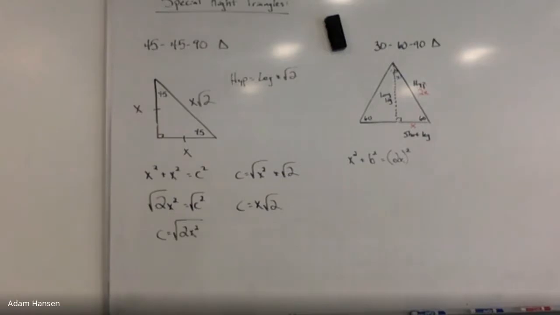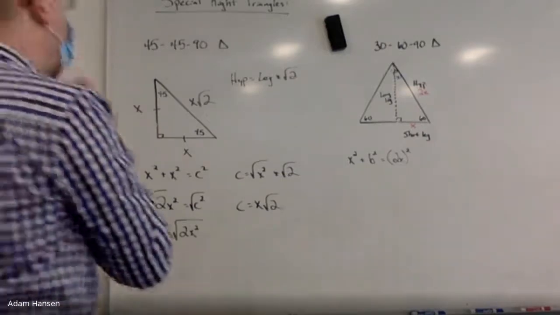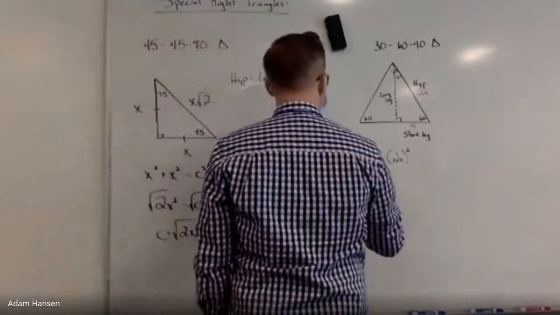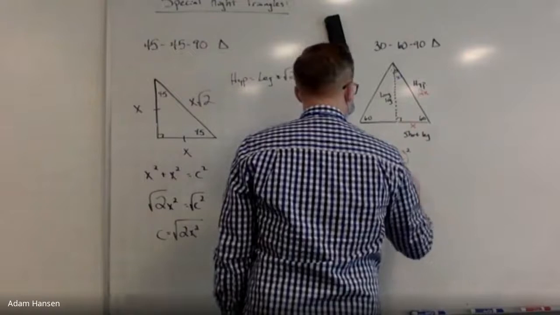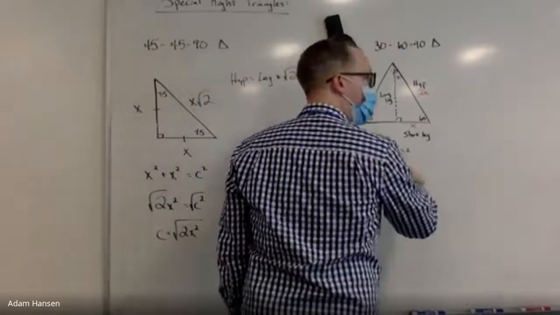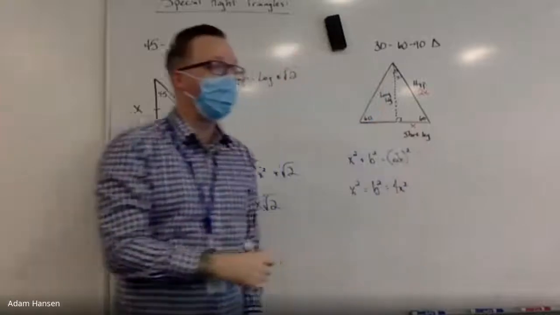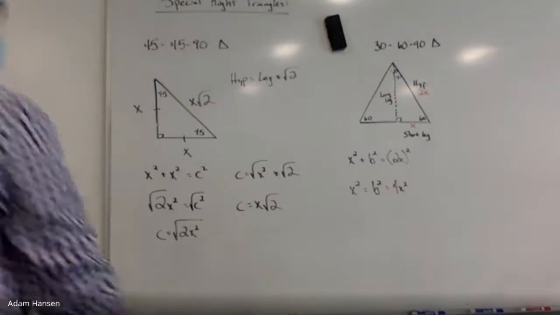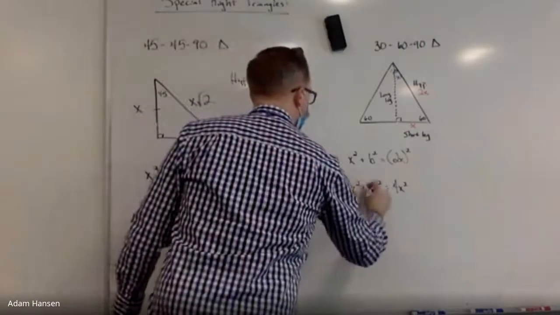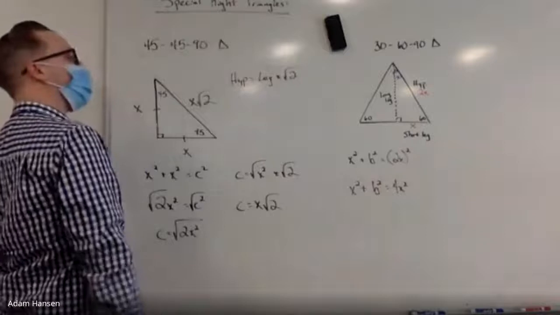What's 2X times 2X? What's 2X squared? 4X squared. What's 2 times 2? 4. What's X times X? X squared. So 2X squared is 4X squared. We're trying to find that missing length. I called it B, that long leg, that third remaining length of our 30, 60, 90 right triangle. How do I keep solving for B?